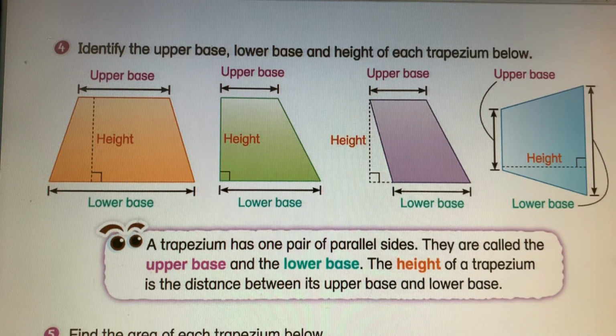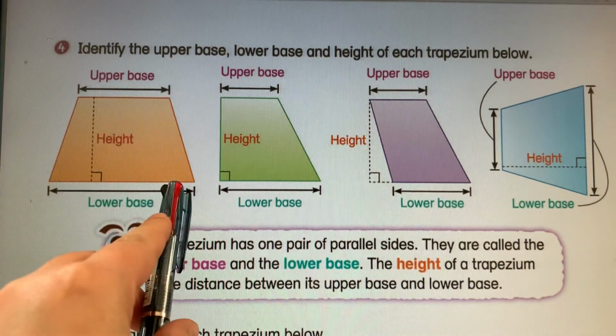Then we have to talk about the properties of a trapezium. A trapezium has only one pair of parallel opposite sides. I repeat, in a trapezium, there is only one pair of parallel opposite sides. So for this one pair of opposite parallel sides, we call it the upper base and lower base.